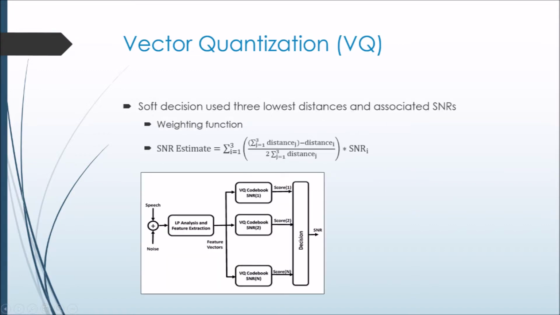For vector quantization soft decision, we used the 3 smallest distances and their associated SNRs. We used a weighting function shown below to favor smaller distances.